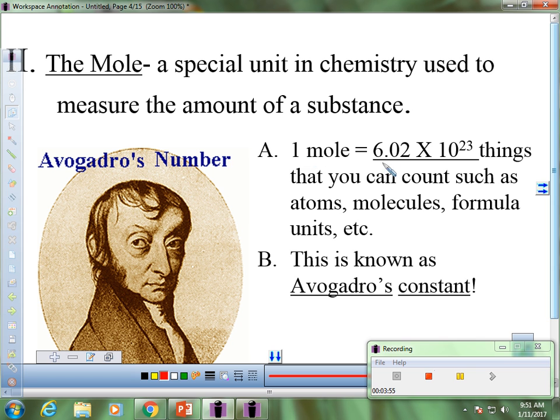1 mole is going to be 6.02 times 10 to the 23rd things that you can count, such as atoms, molecules, formula units. It's kind of like the word dozen always means 12. A mole always means you have that many of those things. This is known as Avogadro's constant, the 6.02 times 10 to the 23rd.